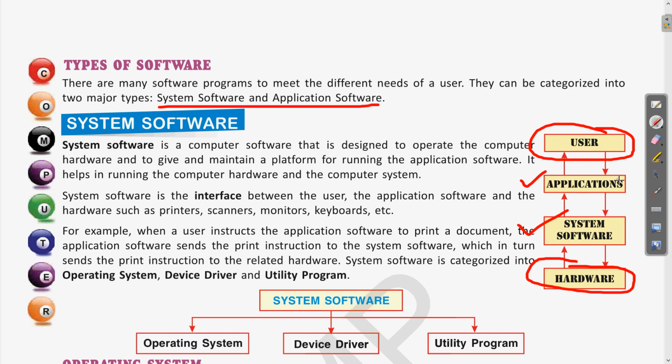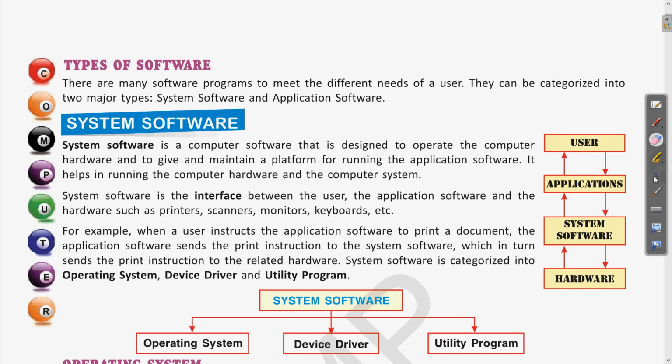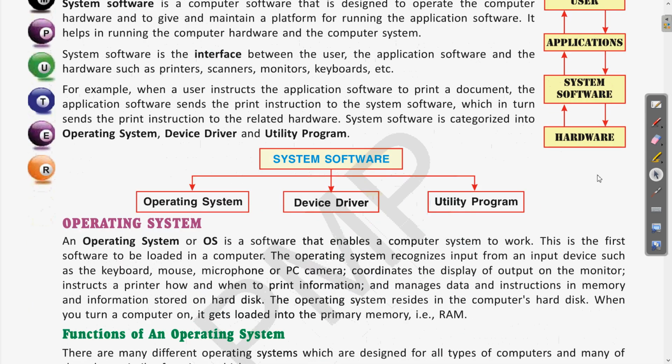Clear? For example, if you are using any software like MS Word, MS PowerPoint. Clear? So these are the applications which you are using, and these applications will be installed on the system software. Clear? So let us see these different types of system software. The different types are operating system, device driver, and utility program. So what is operating system?